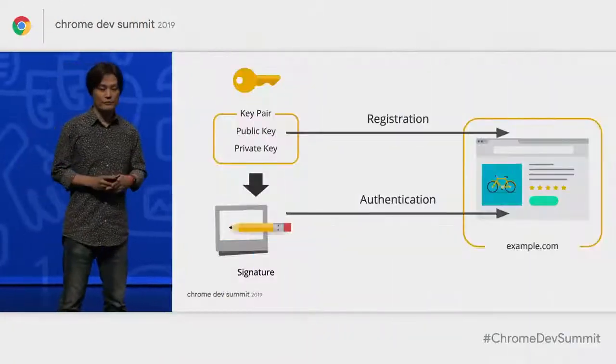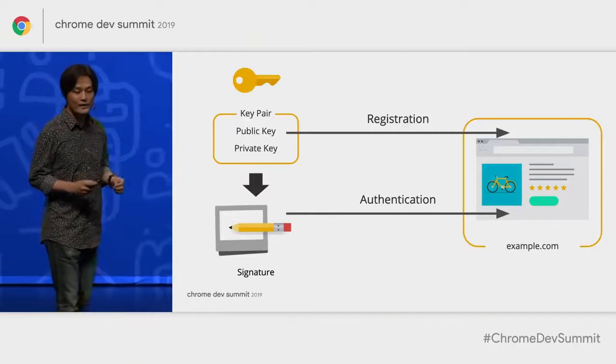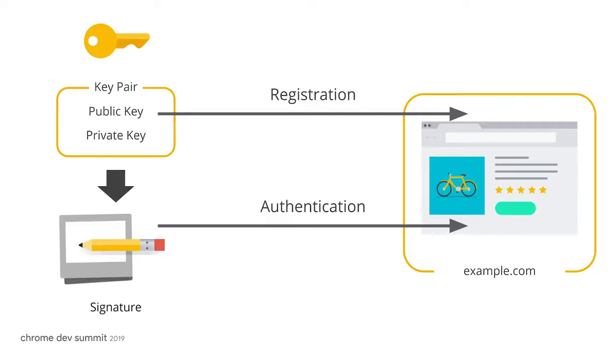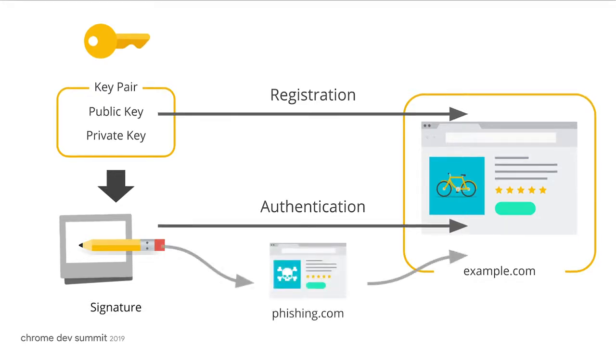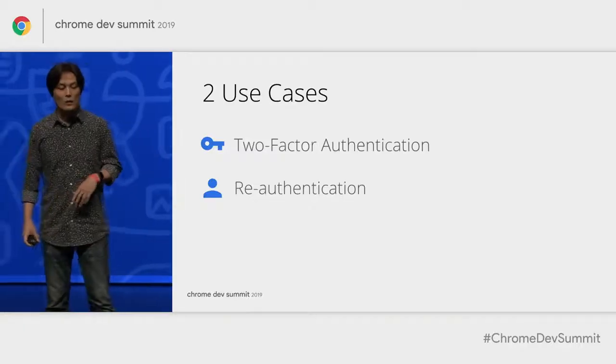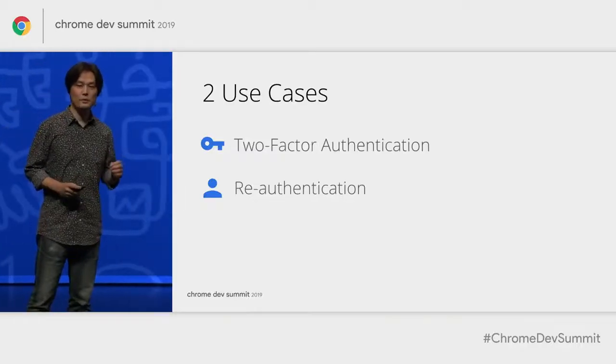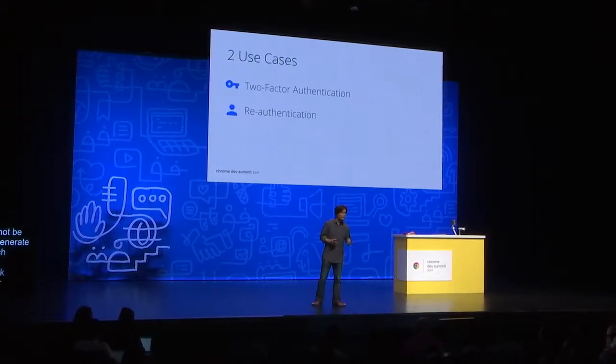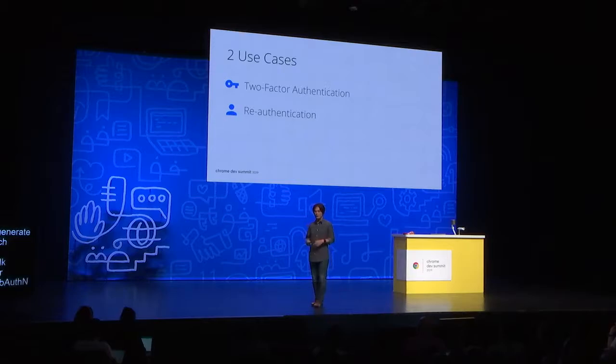In the previous session, Emily showed you how Chrome tries to ensure the user is on a genuine site. WebAuthn allows you to provide an extra layer of safety for users. Because the key pair is bound to the website's origin, even if a user ends up on a phishing website, that phishing website will not be able to make the user generate a valid signature. Now, I would like to talk about two primary user experiences using WebAuthn. They are two-factor authentication and re-authentication.